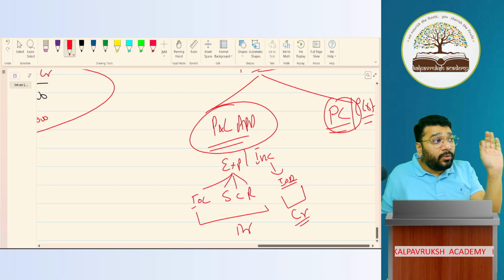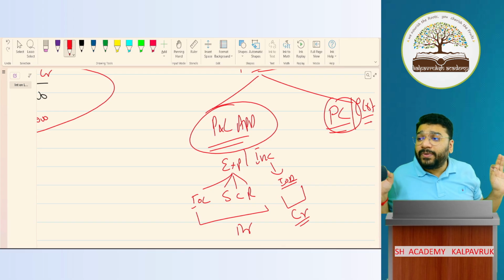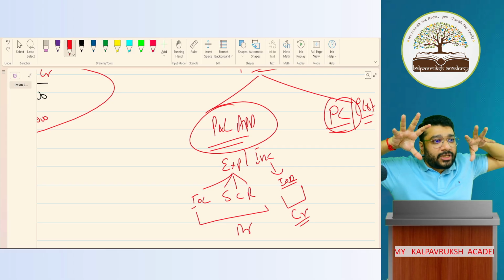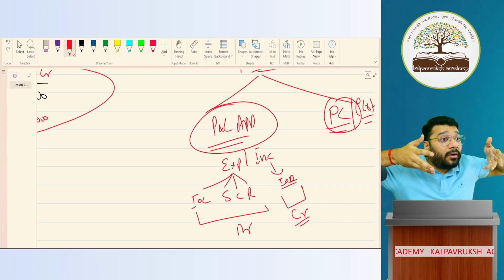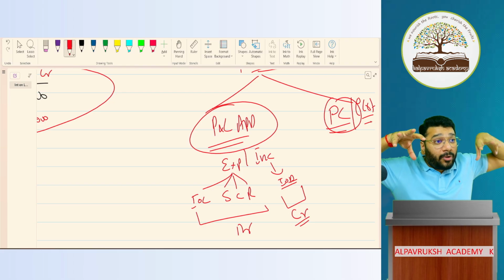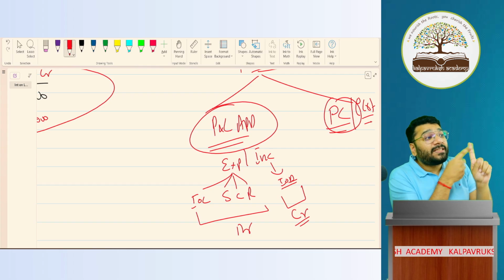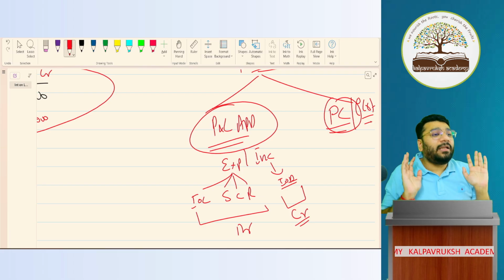Again, I'm repeating loudly, listen to me very carefully. Any transaction that takes place between the firm and the partner has two aspects. One aspect will go to the P&L appropriation account. Another will go to the partner's capital. What will go to the appropriation account? Expenses and income in nature. What will go to the capital account? The asset and liability part.